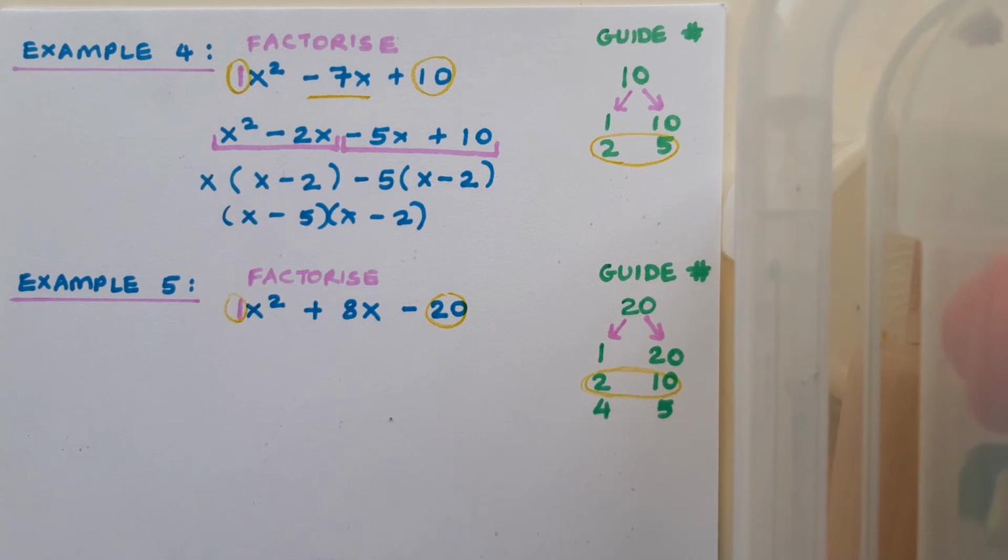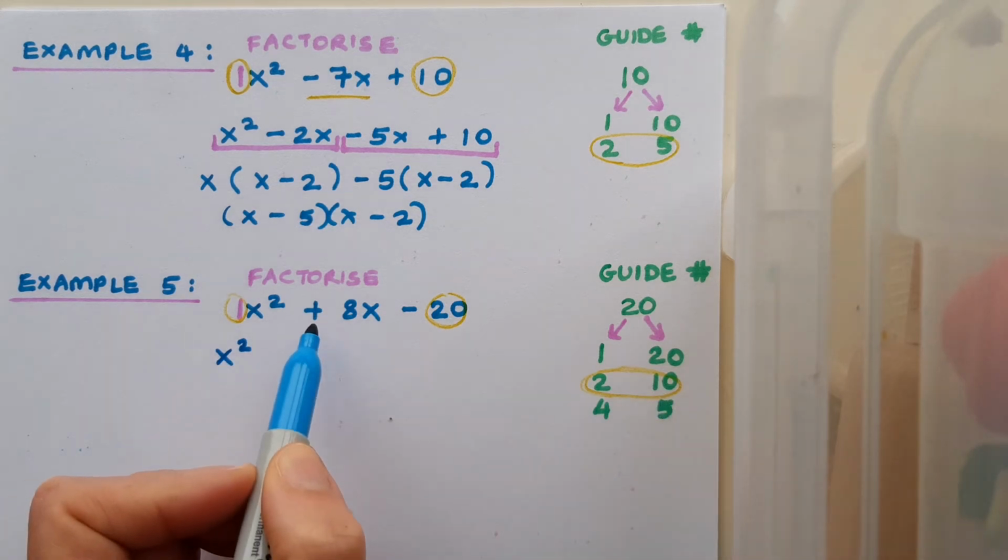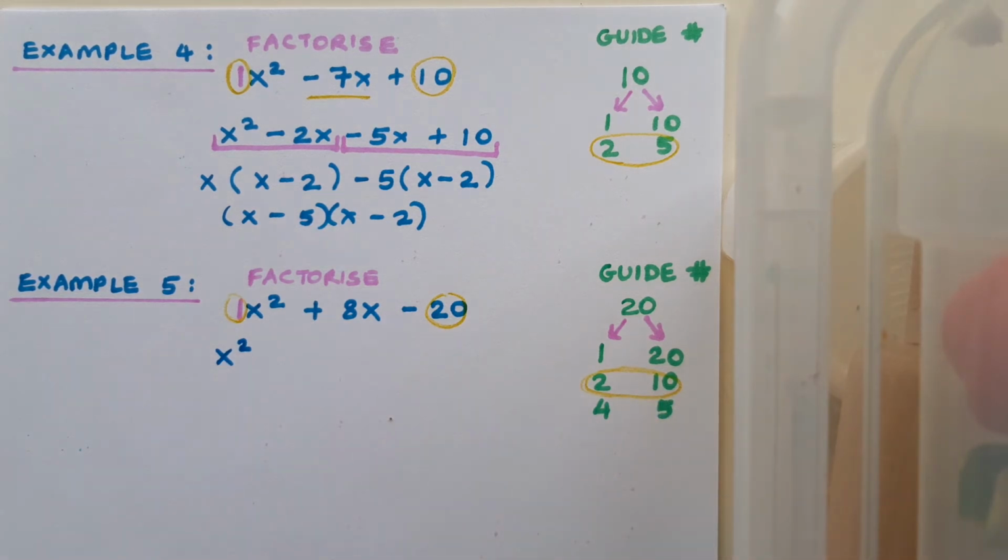When writing out my quadratic now, I just need to be careful to use the correct signs. So I'll obviously start with x squared, and now what can I do with 2 and 10 to make plus 8? It's just important to be really aware it's a plus 8. So if I say plus 10 minus 2, that gives me plus 8.